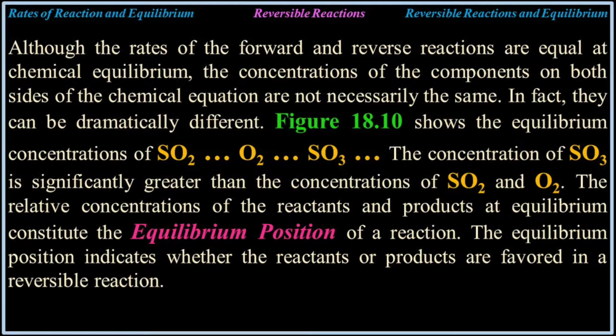Figure 18.10 shows the equilibrium concentrations of sulfur dioxide, oxygen, and sulfur trioxide. The concentration of sulfur trioxide is significantly greater than the concentrations of sulfur dioxide and oxygen. The relative concentrations of the reactants and products at equilibrium constitute the equilibrium position of a reaction. The equilibrium position indicates whether the reactants or products are favored in a reversible reaction.